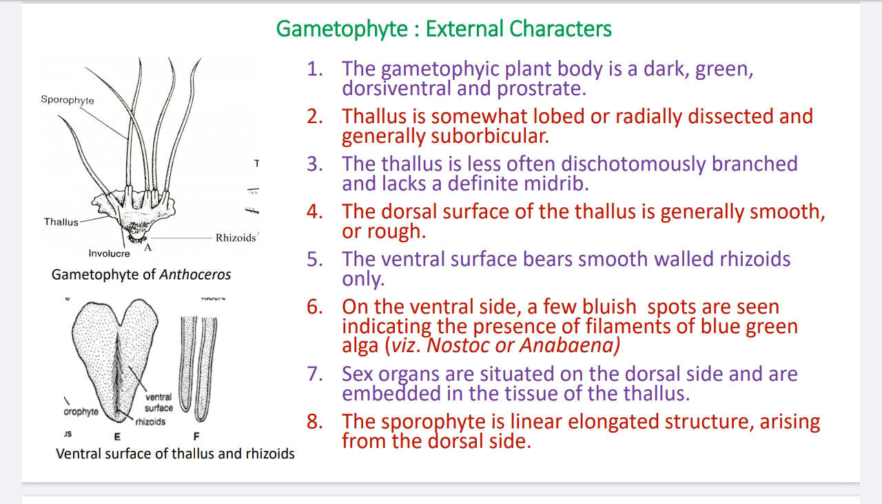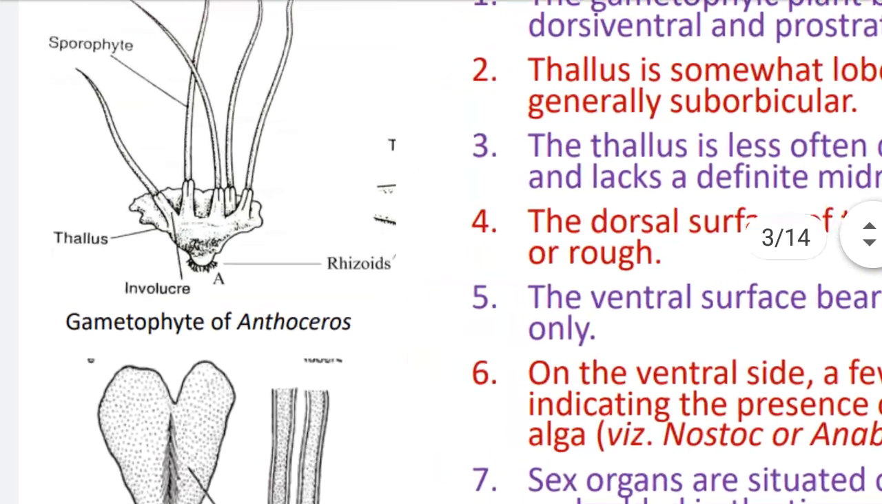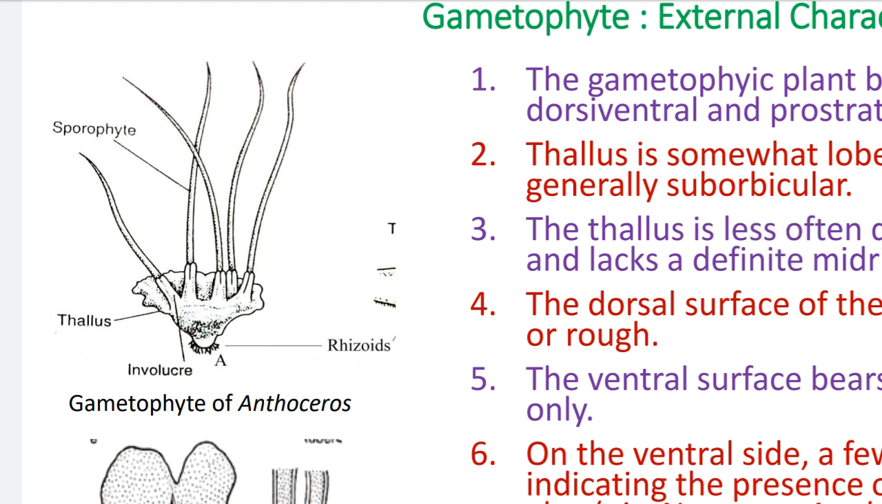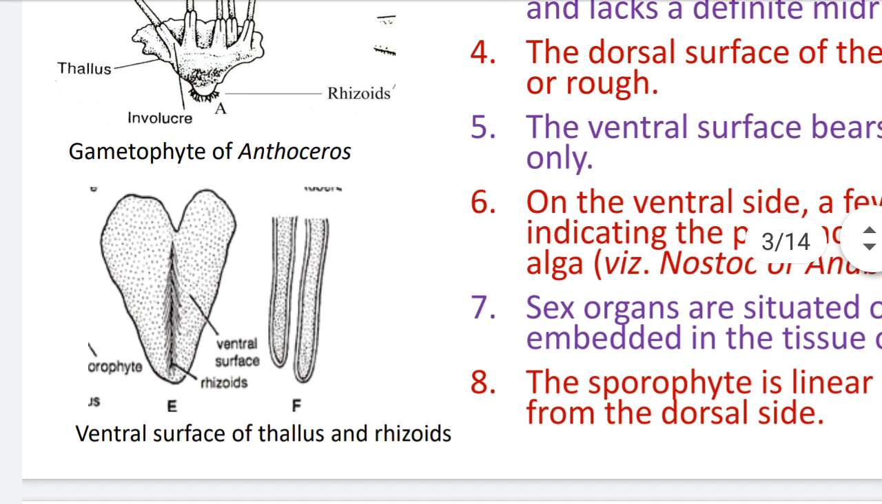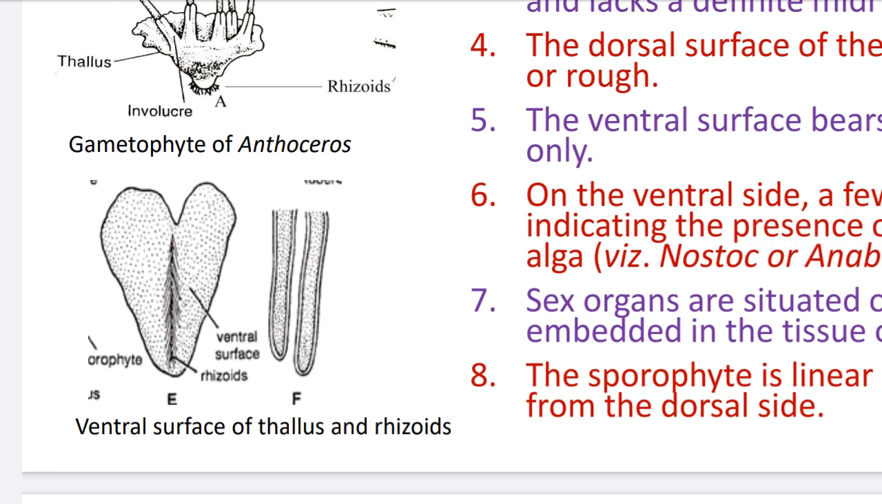Number 8. The sporophyte is a linear, elongated structure arising from the dorsal side. Sporophytic structures are elongated, erect structures developing from the dorsal side. Here photographs are given. You see this is the matured plant body of Anthoceros. It shows the dorsal side and ventral side are different, and toward the dorsal side the linear, erect, long sporophytic structures develop.